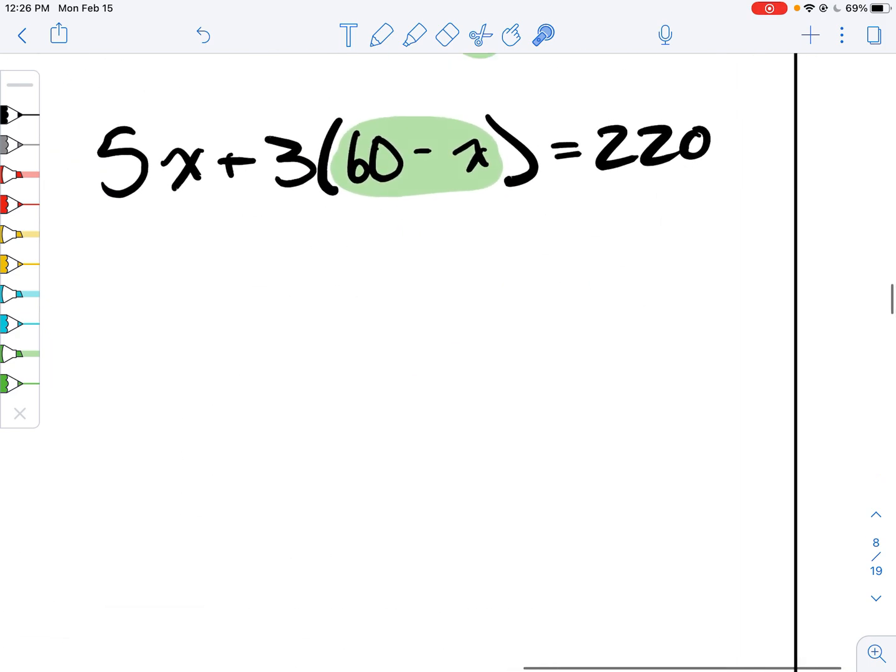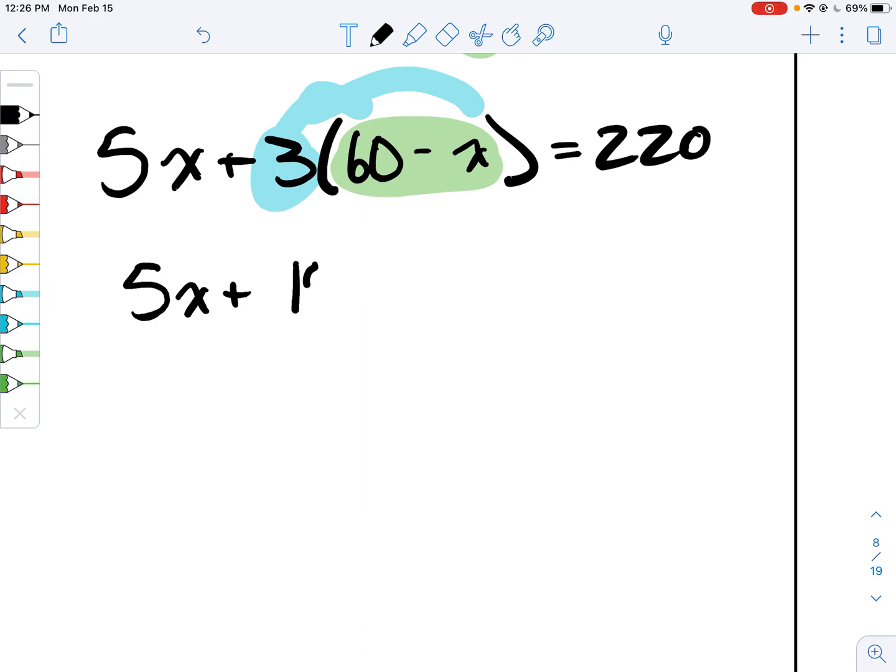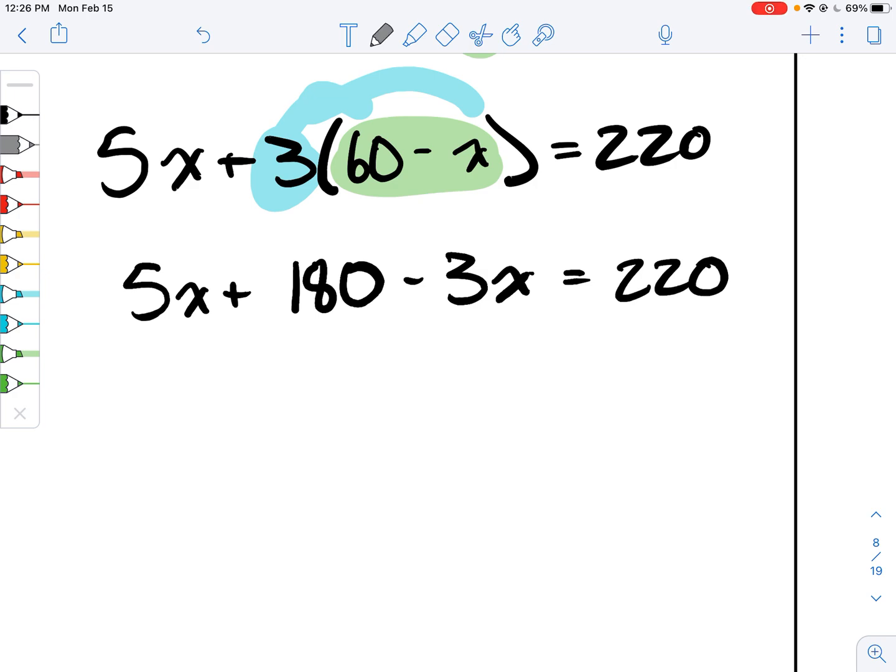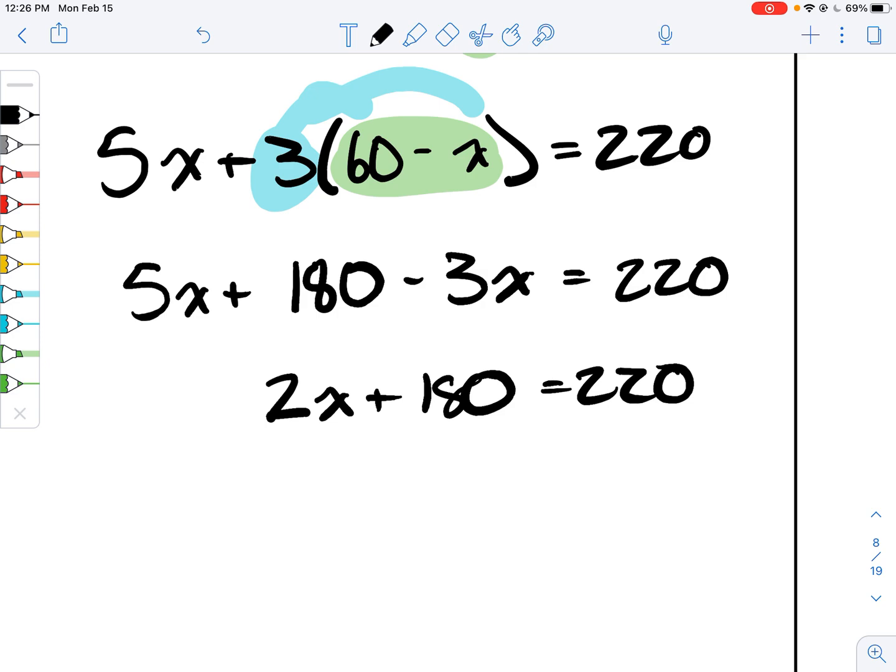Okay, next we're going to distribute this 3 into 60 minus x, giving us 5x plus 3 times 60 is 180 minus 3x equals 220. Next, I'll combine my 5x plus my negative 3x, which gives me 2x plus 180 equals 220. Remember, since we're solving for x, we want to get it all by itself. So we subtract 180 from both sides.